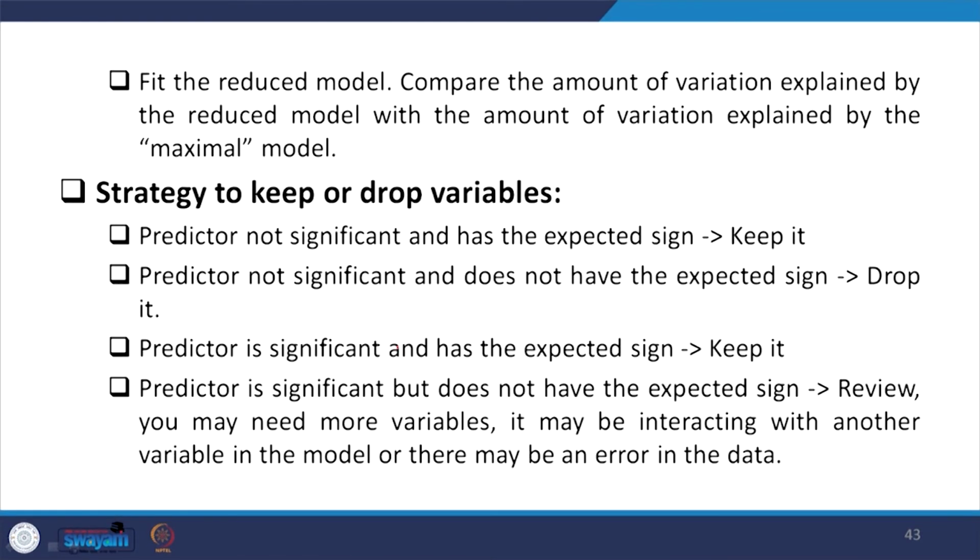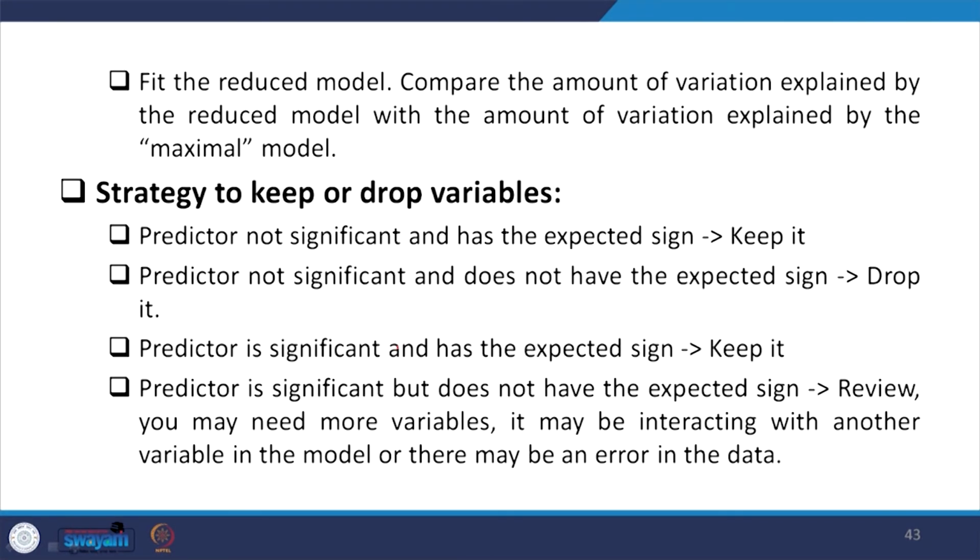So, the strategy to keep or drop a variable is important. If the predictor is not significant but has the expected sign, then we need to keep it. Okay. So, about the keep command we already mentioned: if you write keep and then the variable name, it will keep that variable and drop the other variables. Okay. When you are doubly sure that a variable is not important and does not have the expected sign, then drop that variable. Alright.